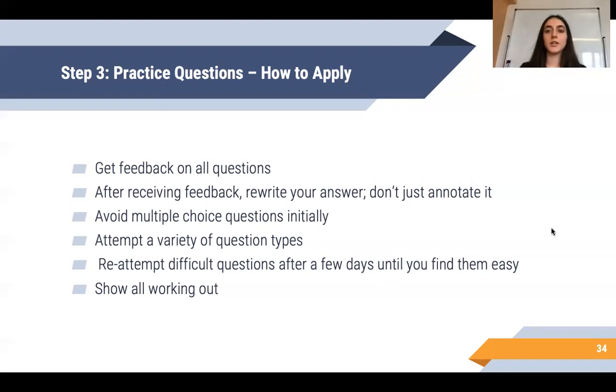And lastly, when you do questions, show all working out. That's good for practice because in exams you have to show all of your working out, but it also helps because if a month later you don't remember how to do the question, you can go back and look at the working out and remind yourself.